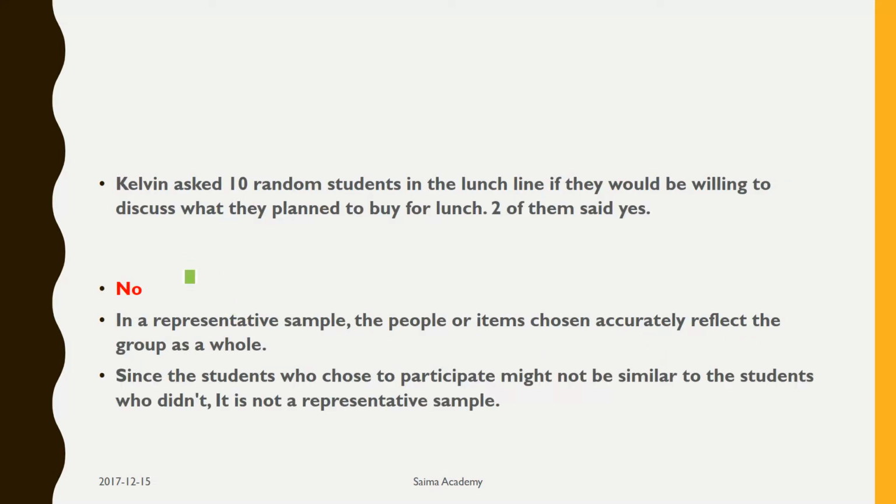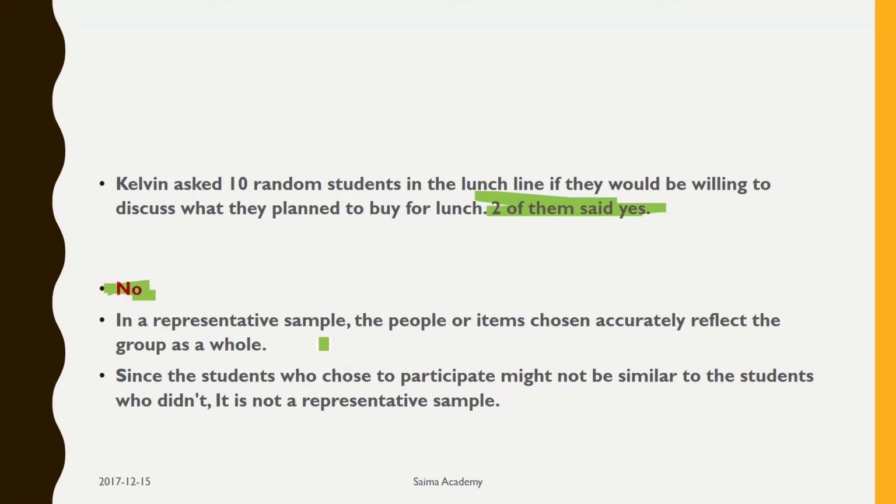Third example is suppose Calvin asked 10 random students in the lunch line if they would be willing to discuss what they plan to buy for lunch. So 2 of them said yes. So is it a representative sample or no? So the answer is no.